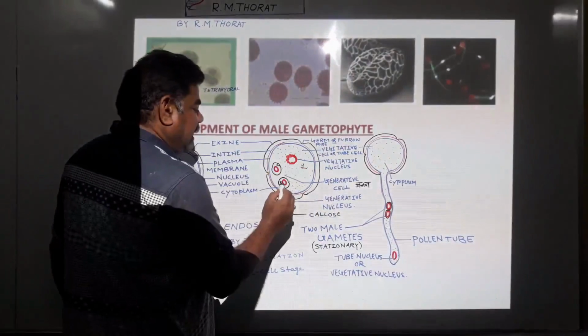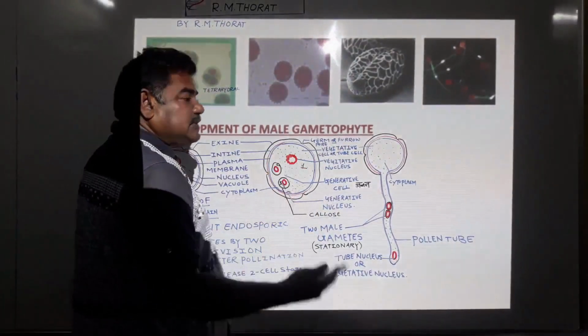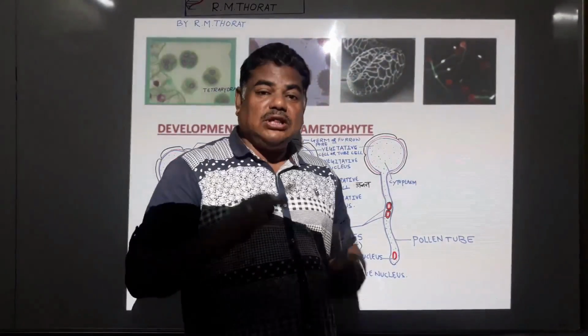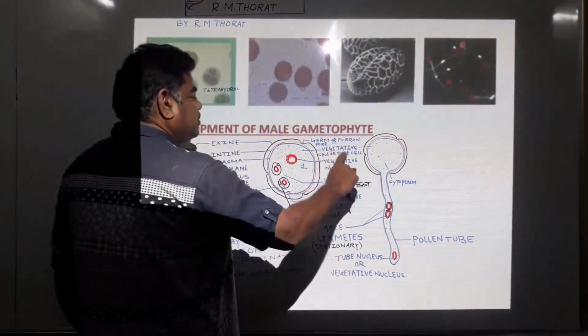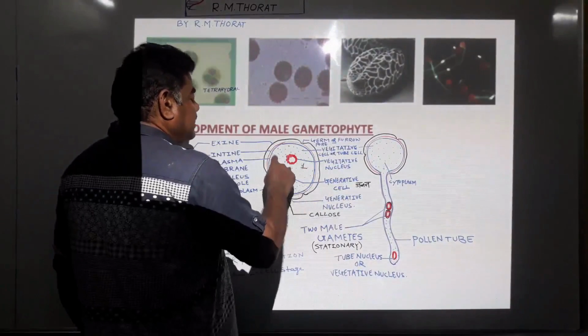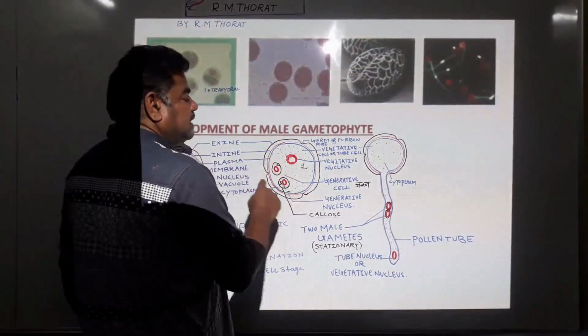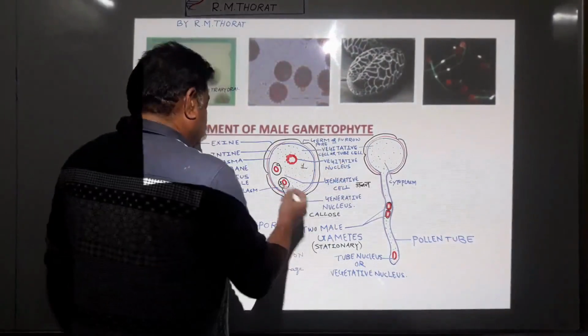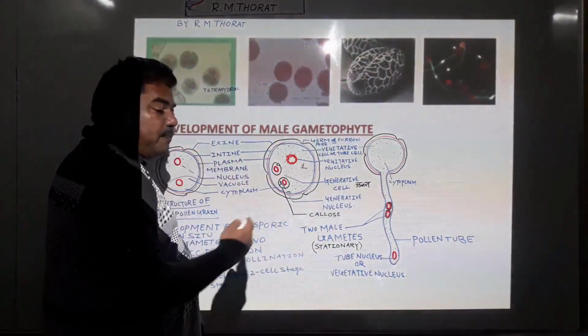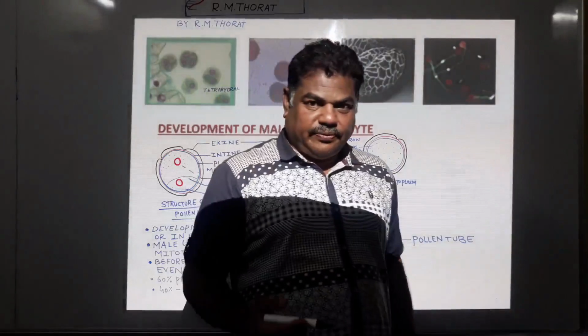These are three cells. But in 60% of angiospermic plants on earth, they release a two-cell structure: one bigger cell, that is the vegetative cell or tube cell, and a second, spindle-shaped cell. That cell we call the generative cell. These all are the pre-pollination events.